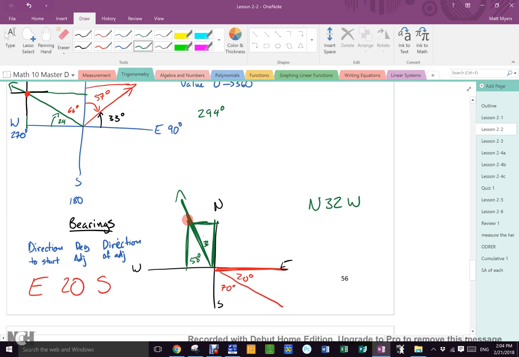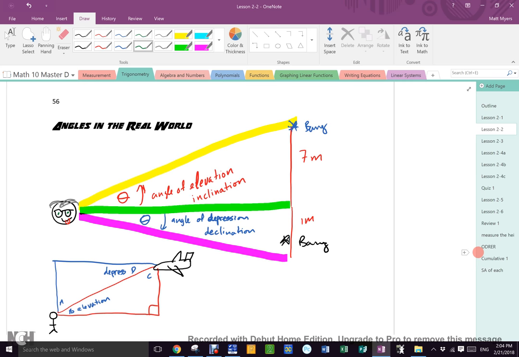Is everybody cool with the way we use angles in the real world? Okay. For your work tonight, the only part of this you need is the angle of elevation and declination. Okay, just that one. Everybody good?